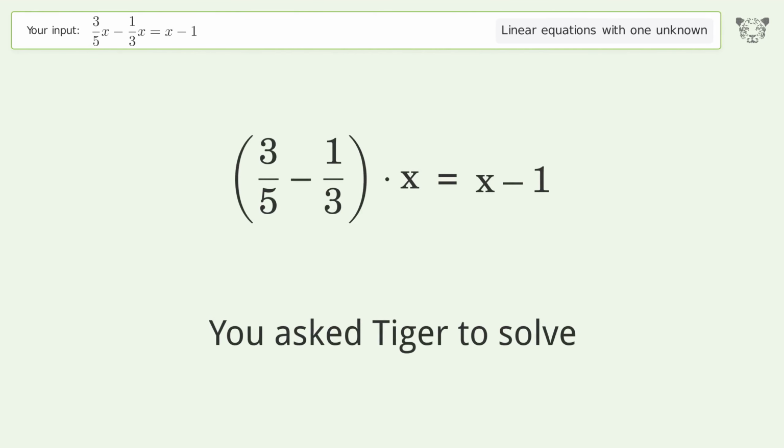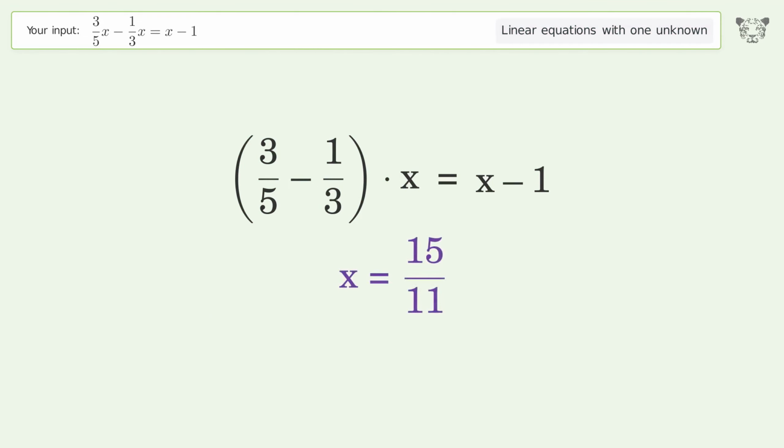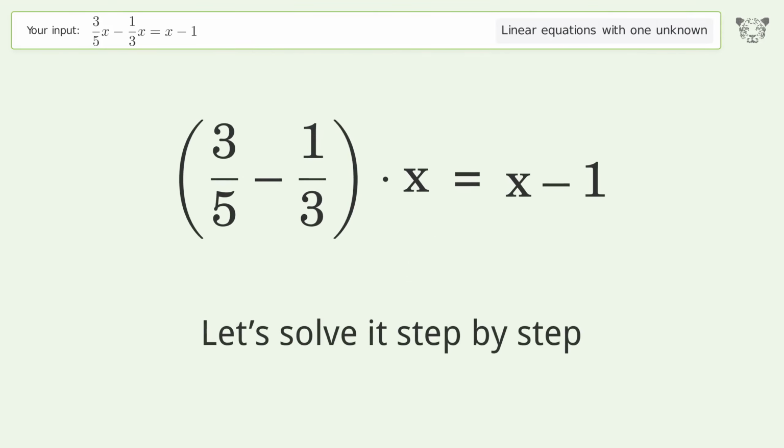You ask Tiger to solve. This deals with linear equations with one unknown. The final result is x equals 15 over 11. Let's solve it step by step.